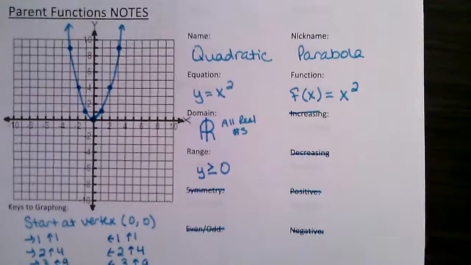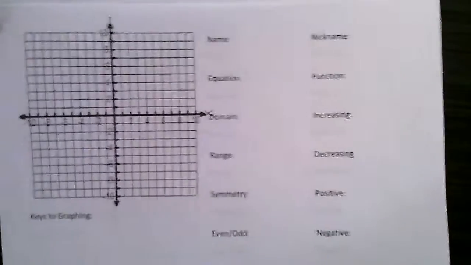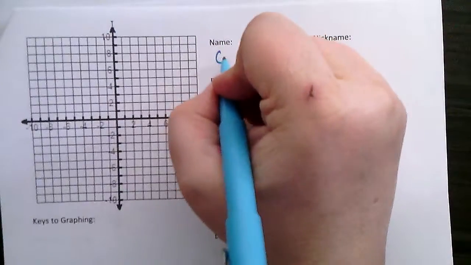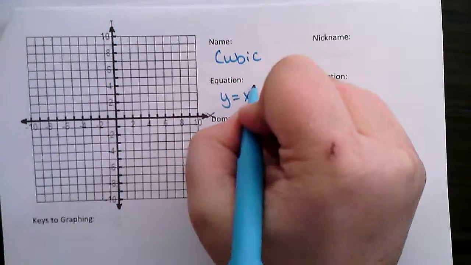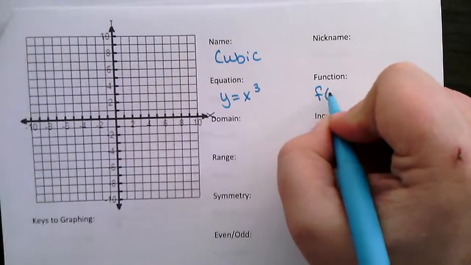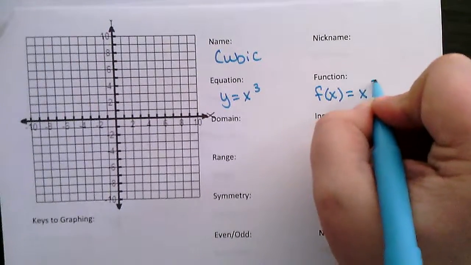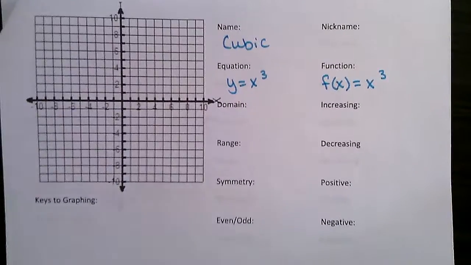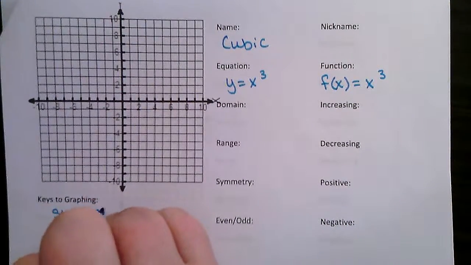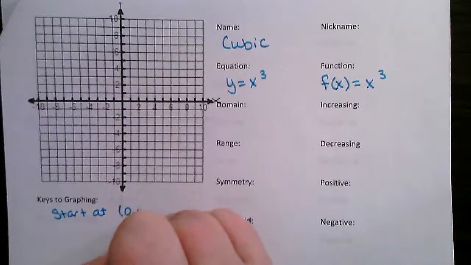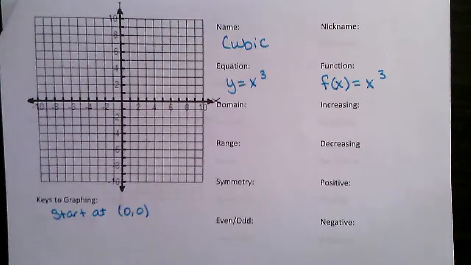Okay, next, another set of parent functions. So our next set of parent functions is going to be the cubic. Its equation is y equals x to the third, and its function is f of x equals x to the third. So to get cubic, we are still going to start at 0, 0. In fact, you will notice all but one of these start at 0, 0. So we're going to start plugging in numbers.